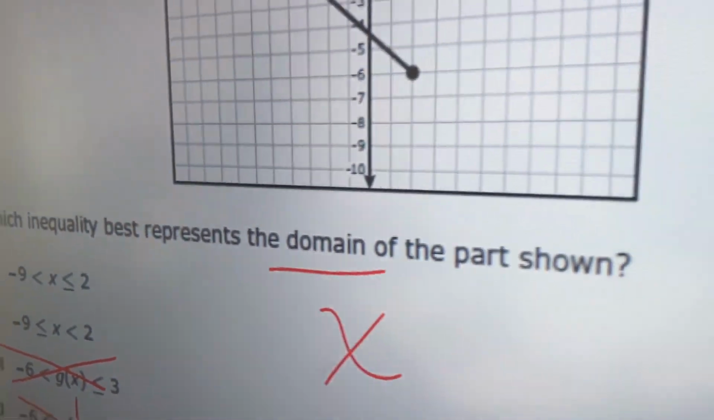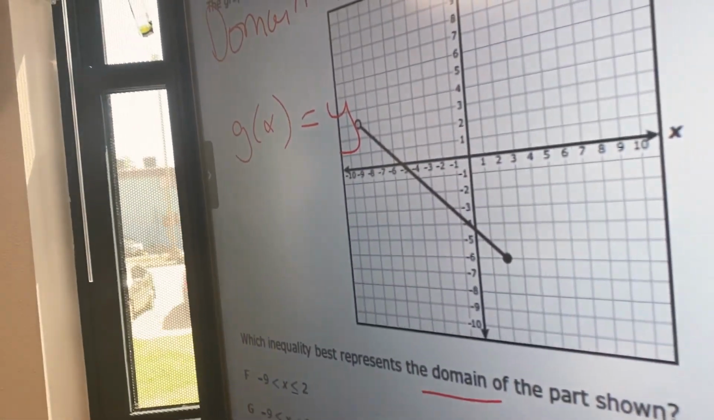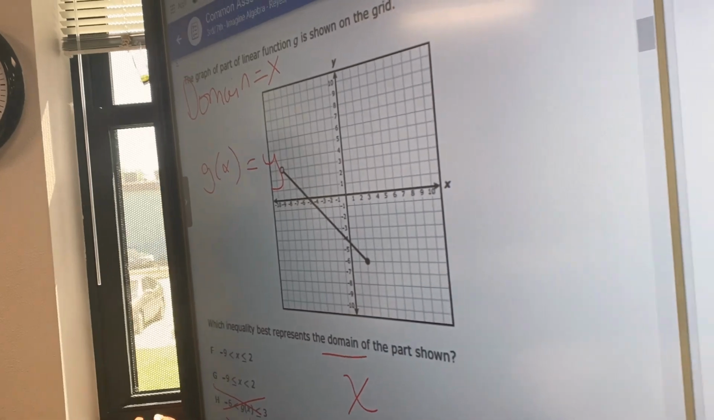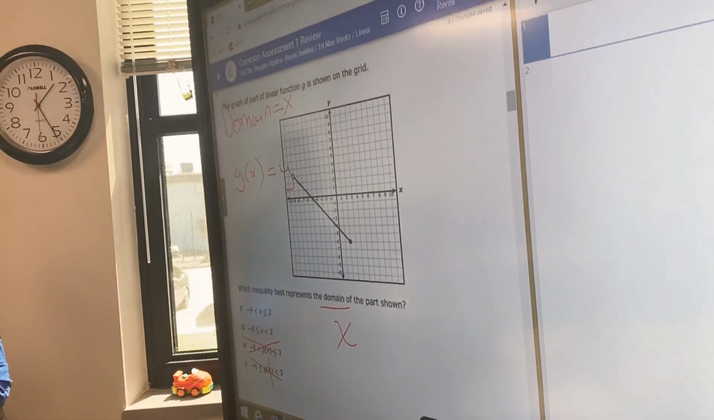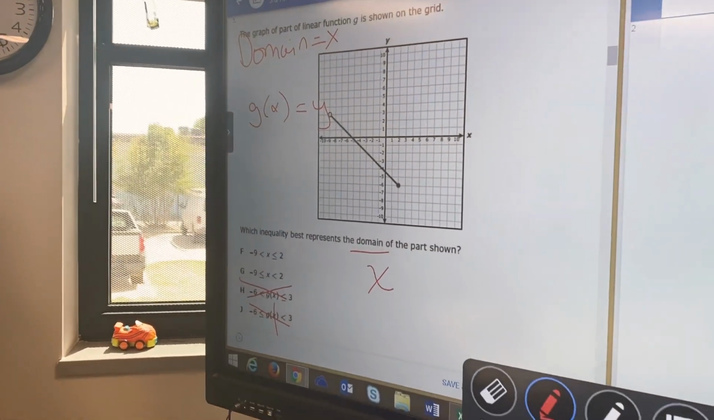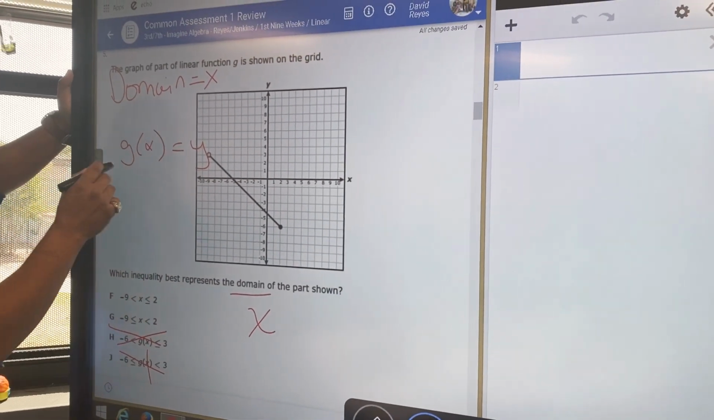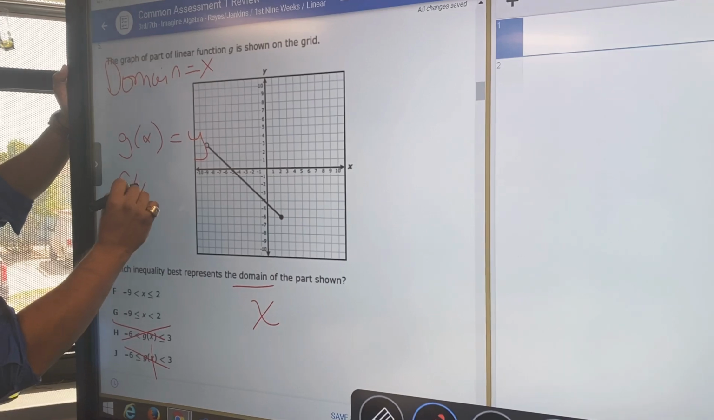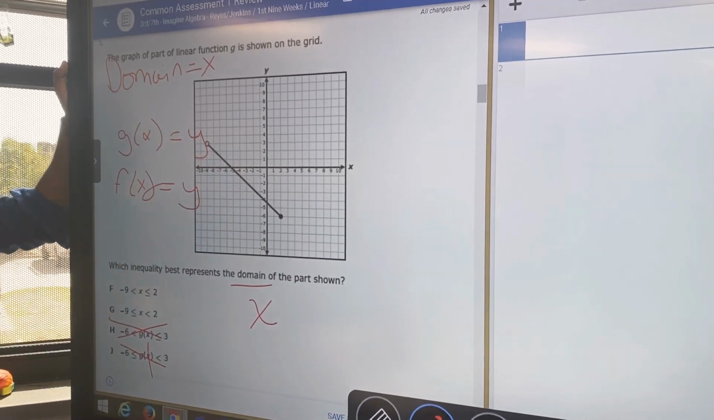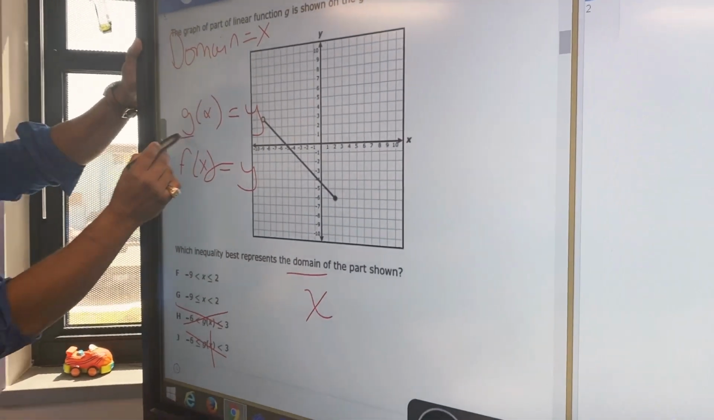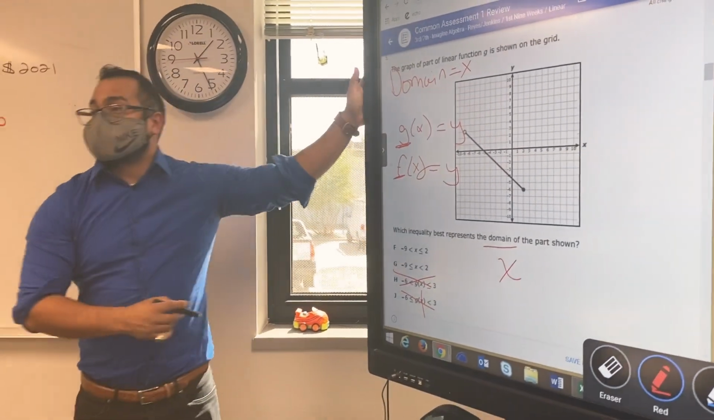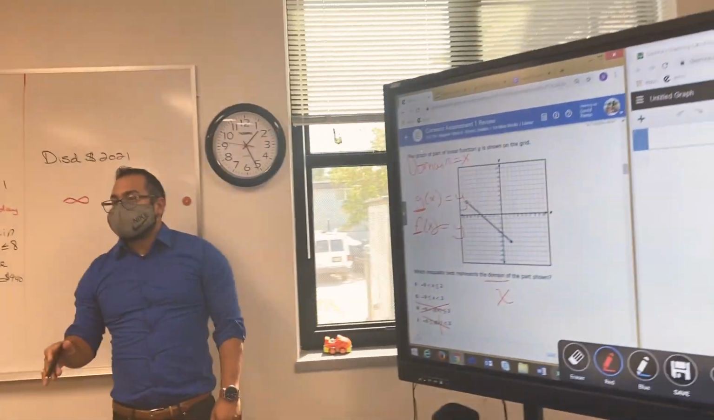Go ahead, Mr. West. Y can be F, G, and Y, right? Yeah, that's a very good question. Y could be g of x, it could be f of x, it could be y. Okay, just remember, this right here is a variable. Variables can be any letter. They just represent the unknown.